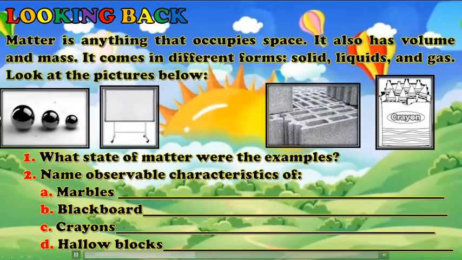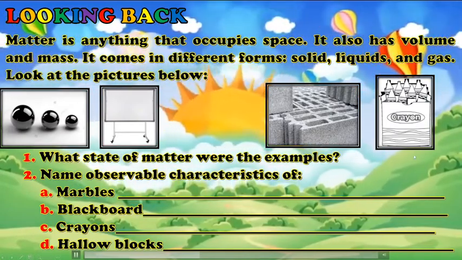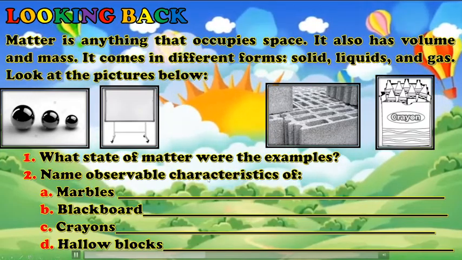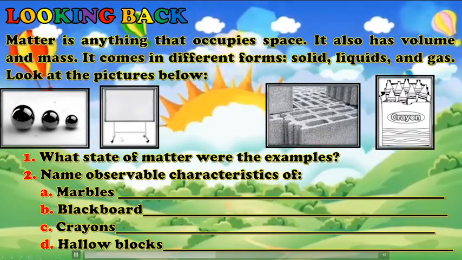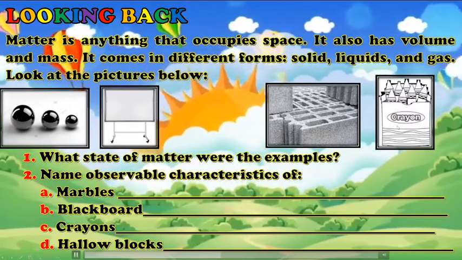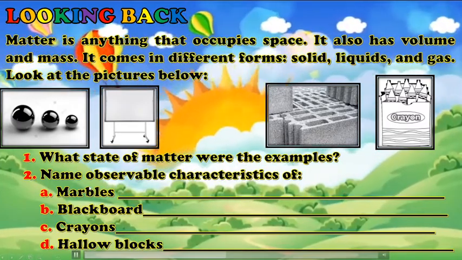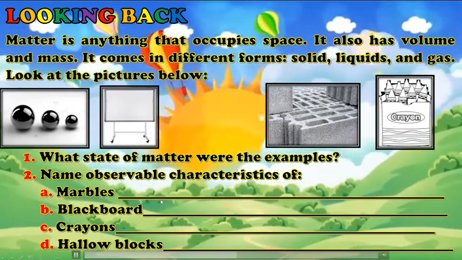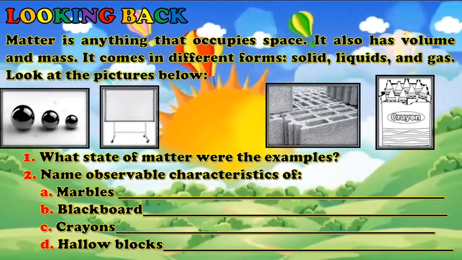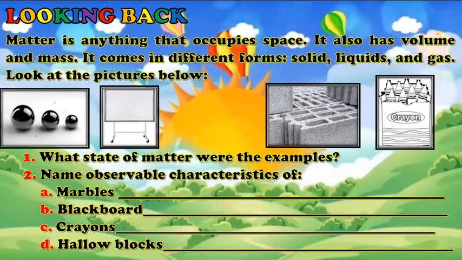In the second question, you are going to name the observable characteristics of the marbles, blackboard, crayons, and hollow blocks. For example, their size, shape, texture, color, or other characteristics that you observe in each of the pictures.